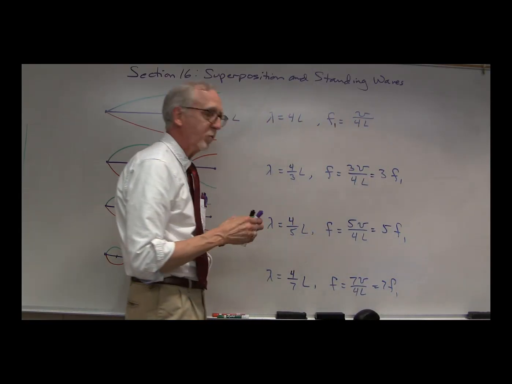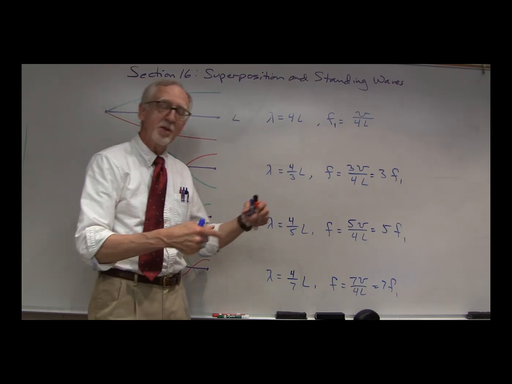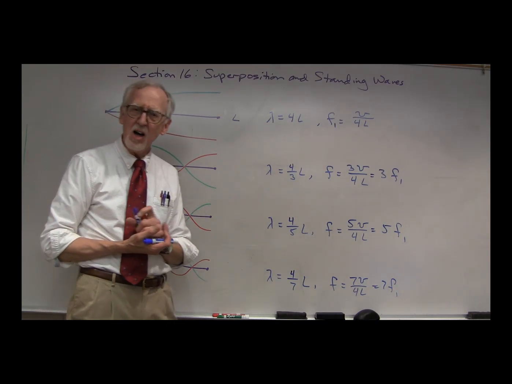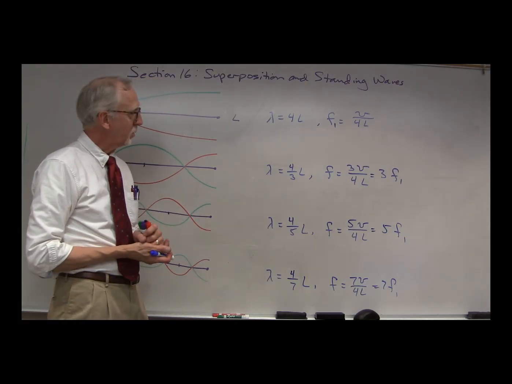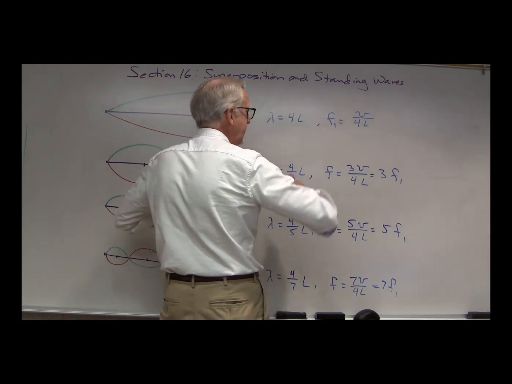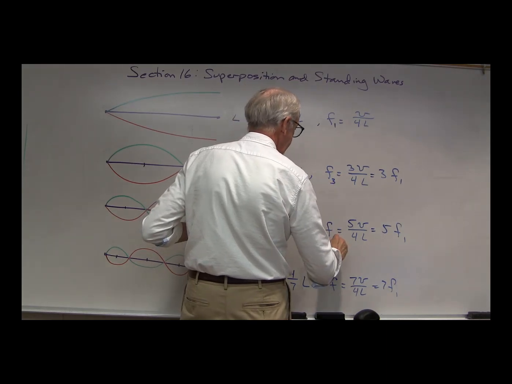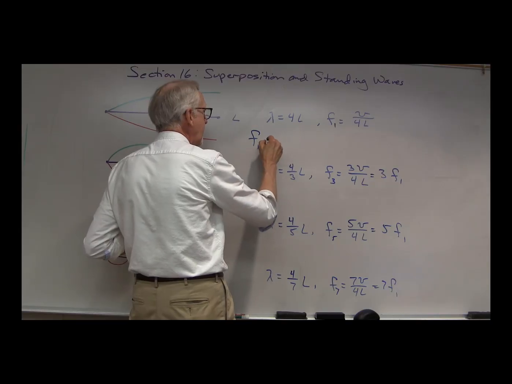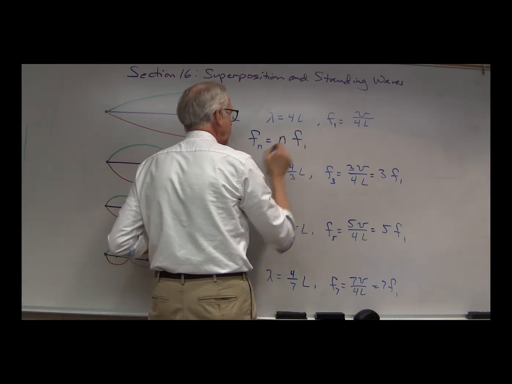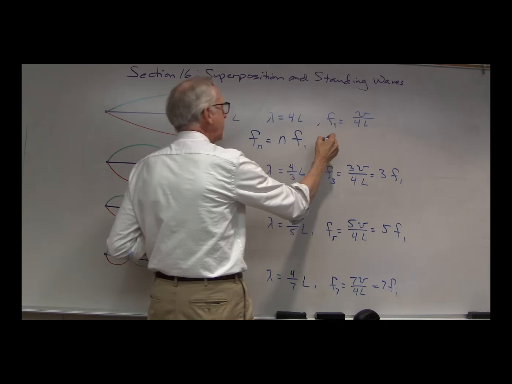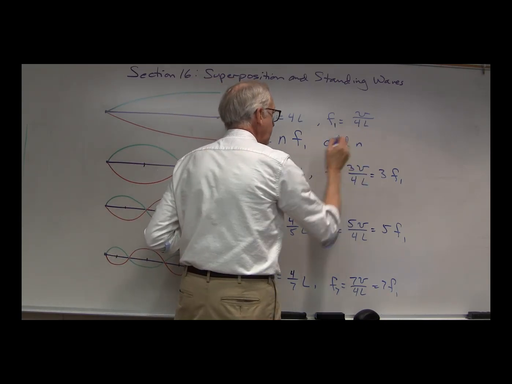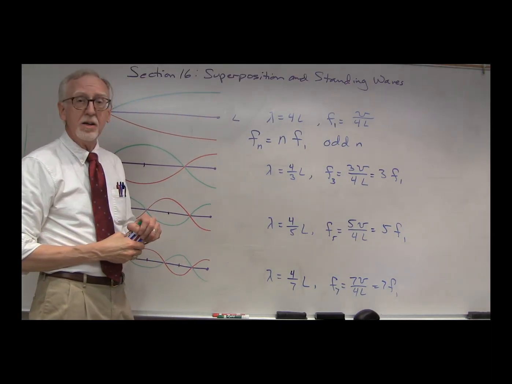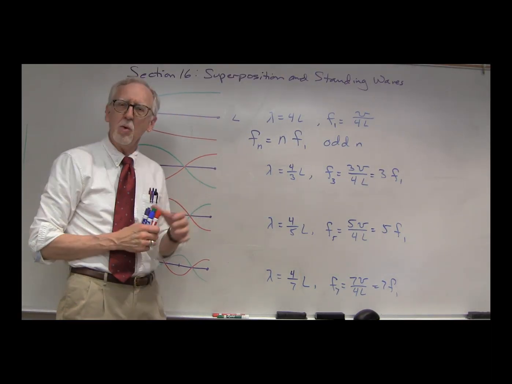Well, what do you think the next one would be? 9 times F1, then 11, and 13 times F1, etc. We've got just the odd multiples of the fundamental frequency. So we say that this is F3, this is F5, this is F7. And again, we have Fn equal to n times the fundamental, but we've only got the odd values for n. We don't have the even ones, just the odds. Very, very interesting result. Let's try one more.